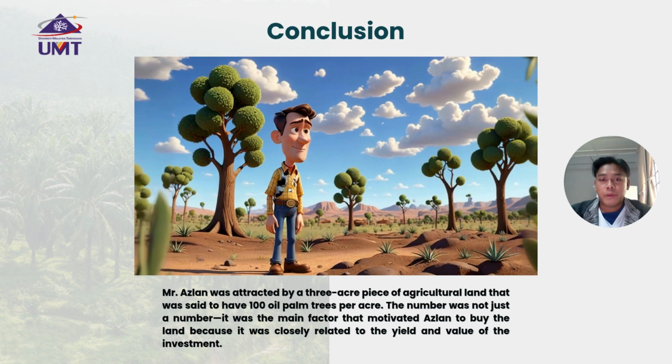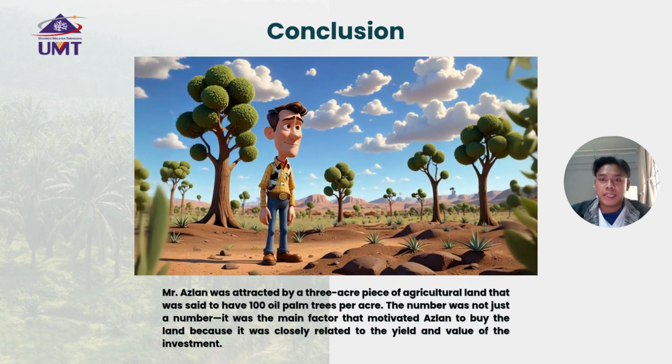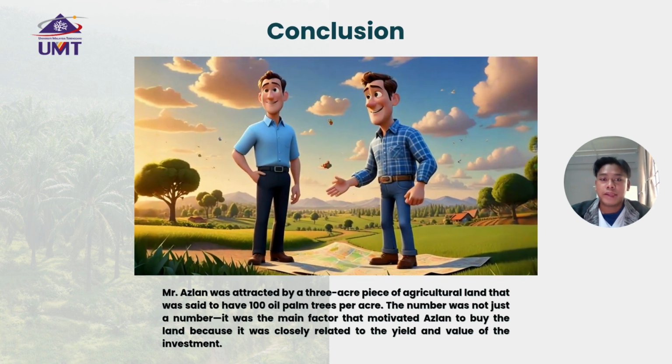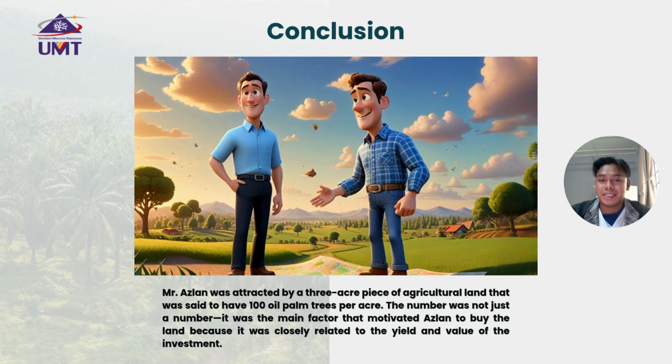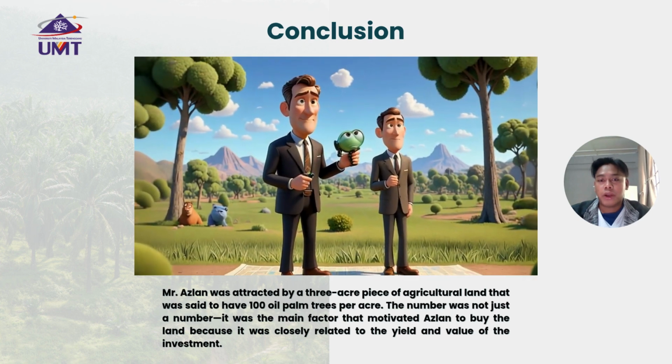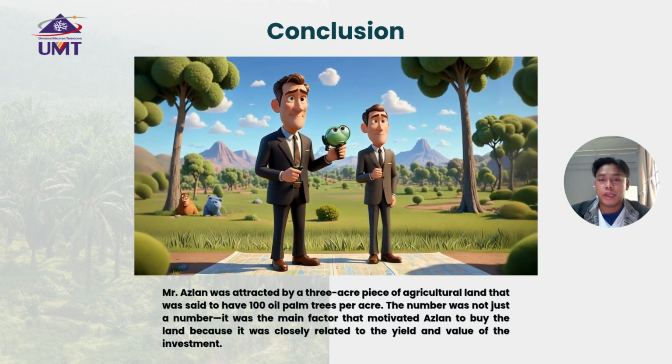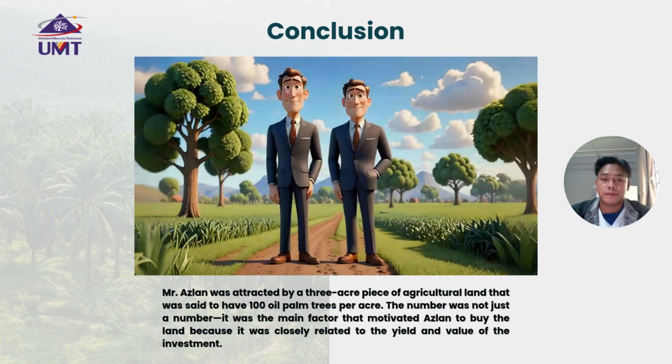This case began when Mr. Azlan wanted to invest in agriculture. He was attracted by an offer from a landowner who claimed the 3-acre land contained 100 oil palm trees per acre. That means a total of 300 palm trees across the entire 3 acres. Mr. Azlan was enticed by the landowner's statements, which heavily influenced his decision to purchase the land.